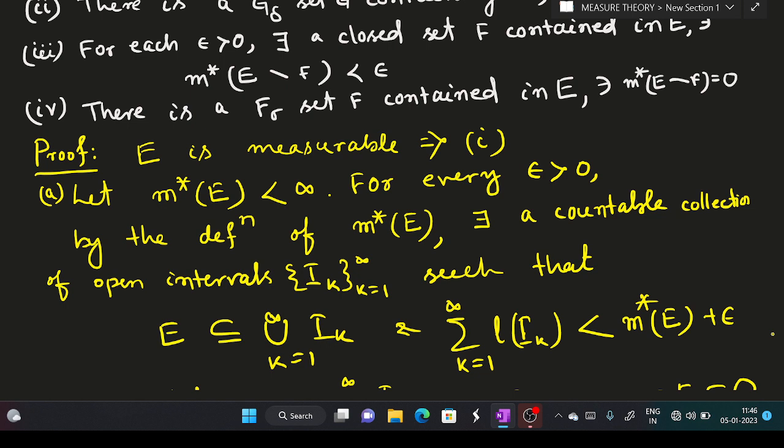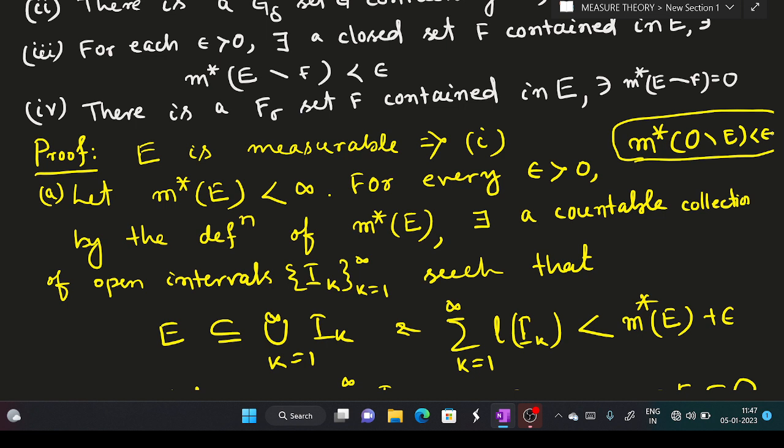We are claiming that for every epsilon greater than 0, there exists an open set O such that the outer measure of O difference E is less than epsilon. We want to prove this. This is our target. So before going for it, we will break the result into two cases.